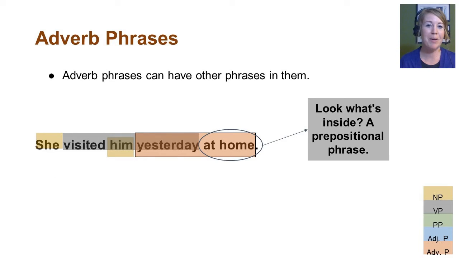So I wanted to point out something about adverb phrases that I don't want you to spend a lot of mental energy on, but we're probably going to come back to it when we talk about clauses. And that's adverb phrases can have other phrases in them. They can be much longer. So here's our sentence from the previous slide, and I've expanded on it to show you this. She visited him yesterday at home. So now, yesterday at home is our adverb phrase. And inside that phrase, we have the adverb yesterday, but we also have a prepositional phrase, at home. At is our preposition. So if you recall, what's always inside a prepositional phrase? A noun phrase. Okay, so home is our noun phrase.